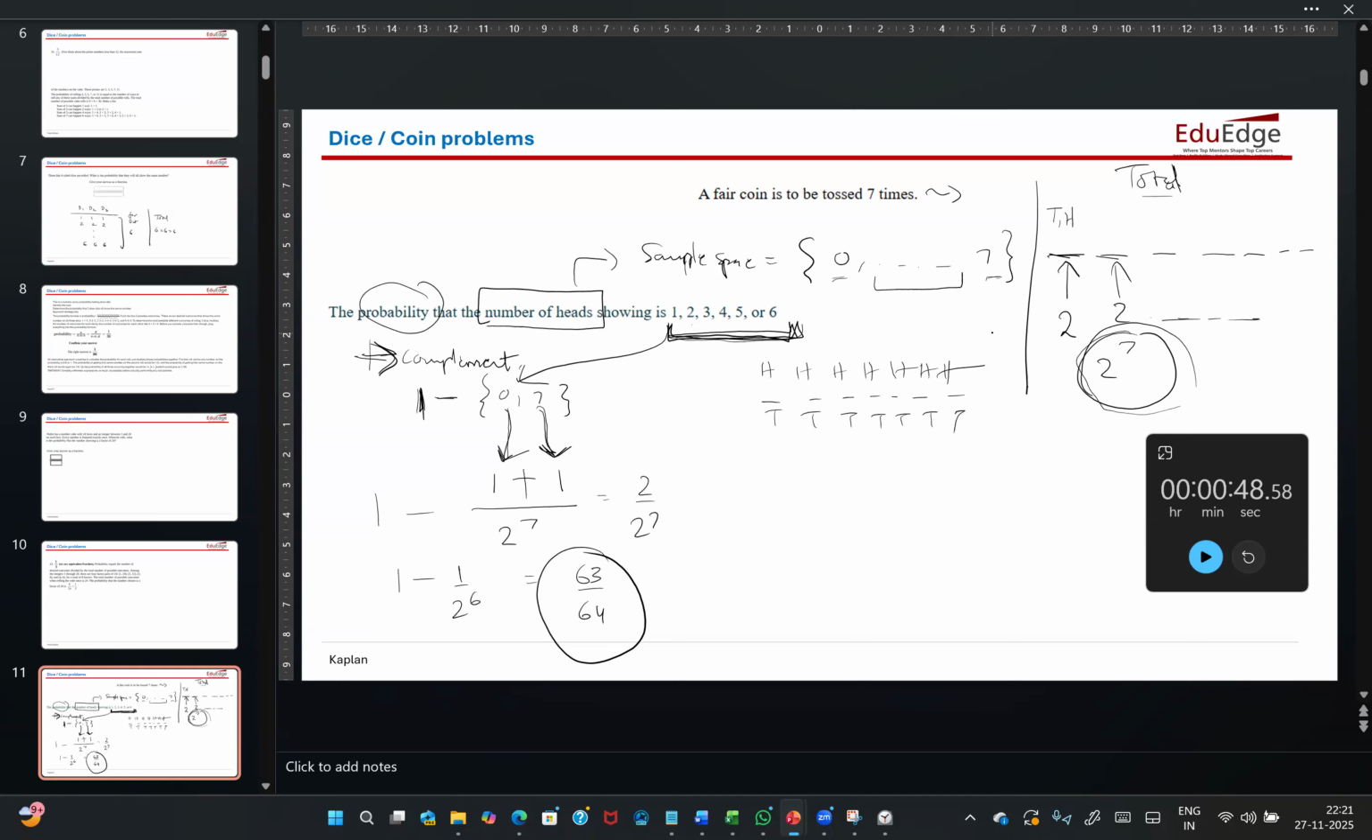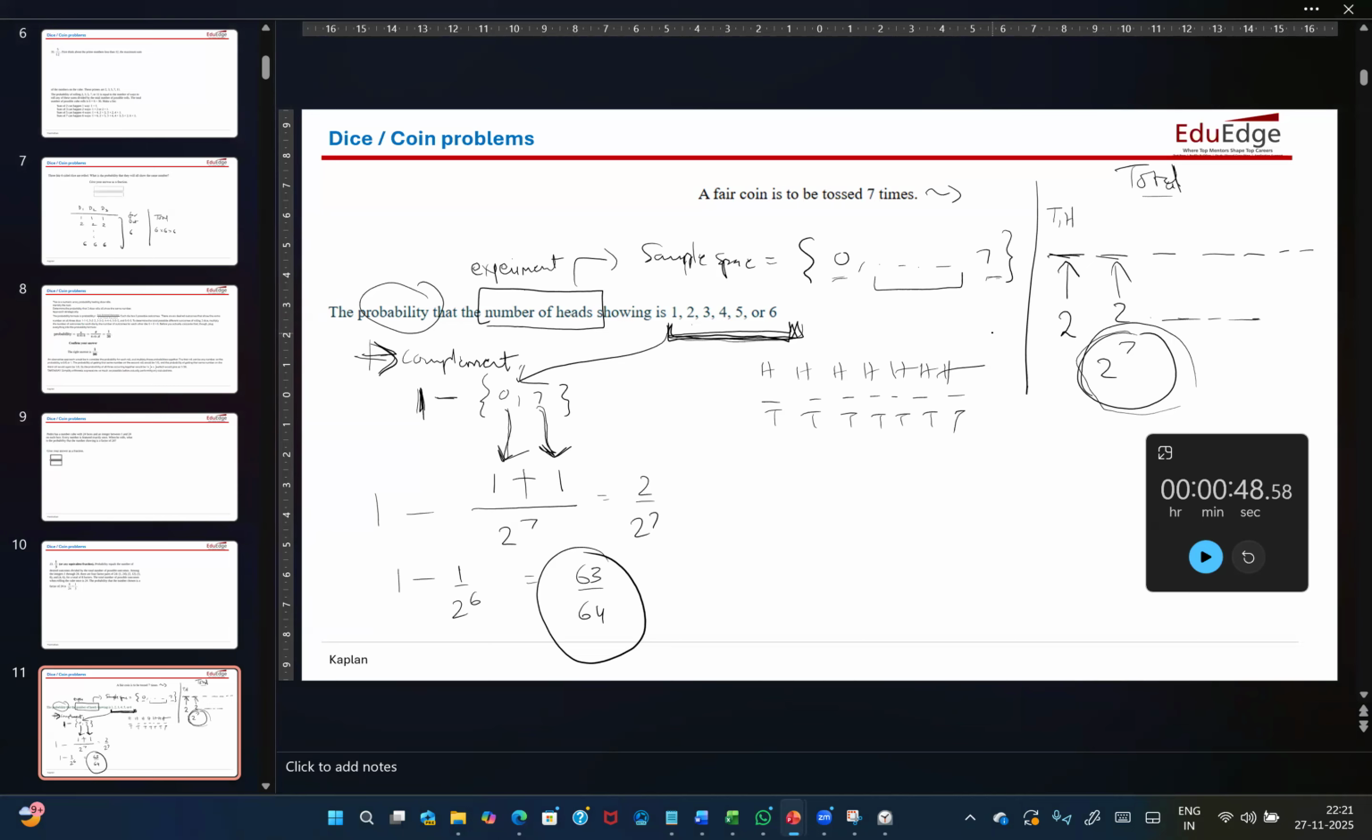Now, this is the concept which is important. How do you know when to apply this? So first of all, you need to understand what the experiment is.